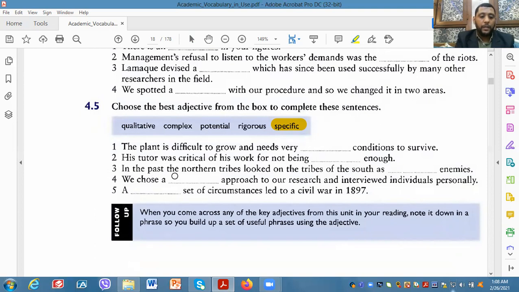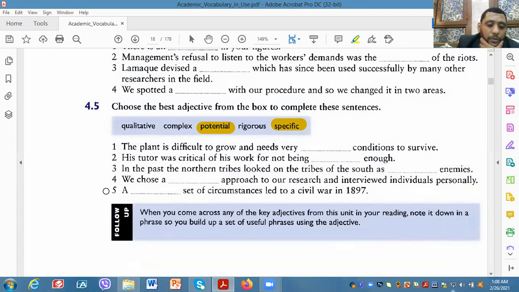Number 3, in the past, the northern tribes looked on the tribes of the south as enemies. Again, in the past, the northern tribes looked on the tribes of the south as potential enemies. This is the right adjective that must be used in number 3. That was number 3.